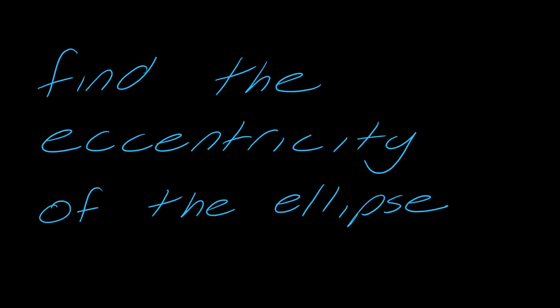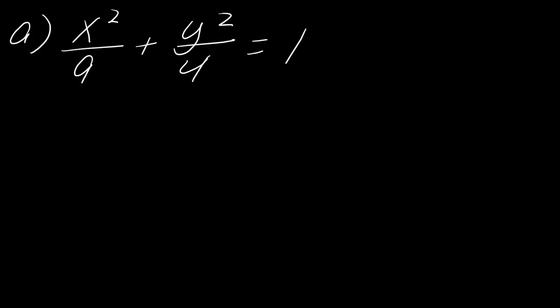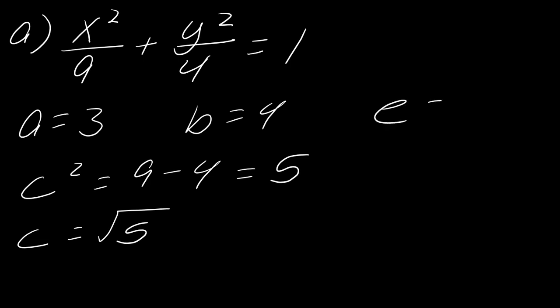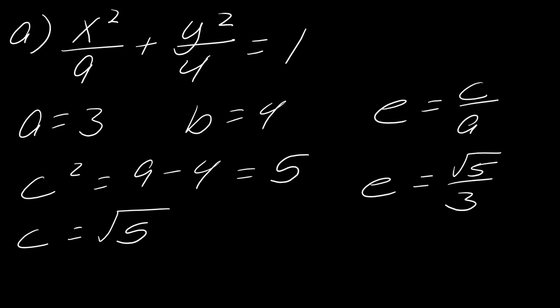I think it's pretty basic to calculate eccentricity in ellipses. So we're going to find the eccentricity. You have to look at an equation like this. You know that the larger of the two numbers in the denominator is always your A. So in this case, my A is going to be equal to 3 and my B is going to be equal to 4. To calculate my C, I need to take A squared minus B squared. So I take the larger number minus the smaller number, and I get 5. So my C is going to be equal to the square root of 5. If eccentricity is just C divided by A, then I literally just take the square root of 5 over 3. And there is your eccentricity.